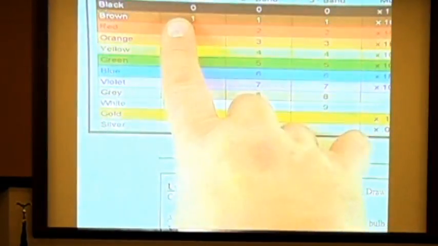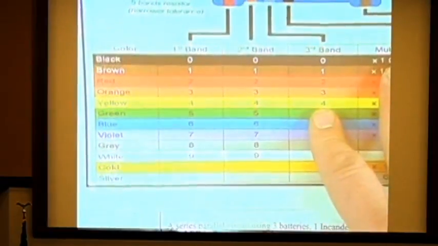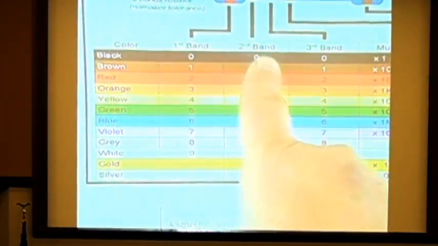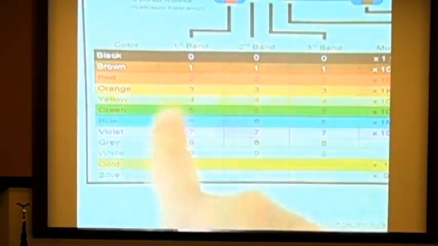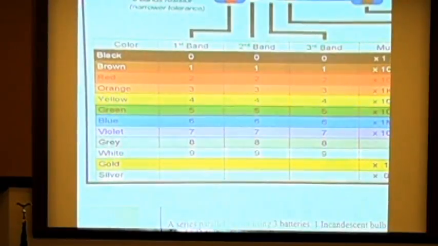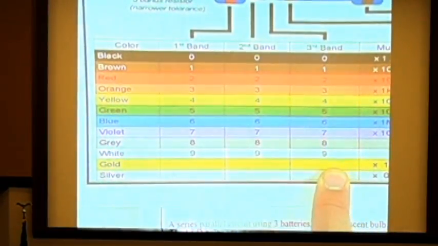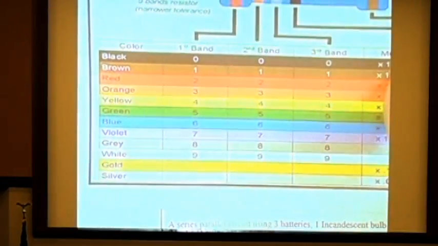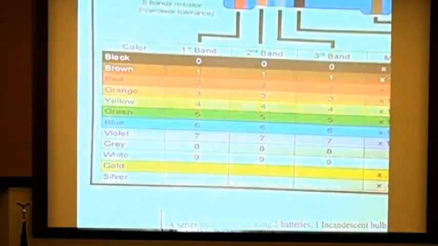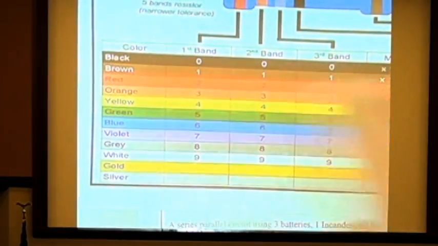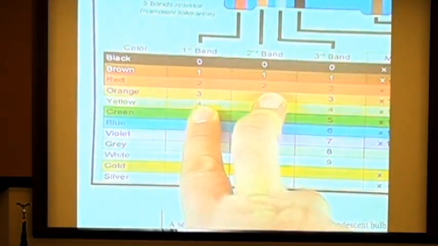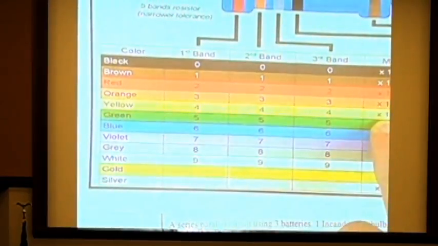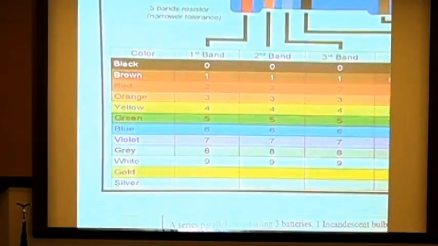The bands are all worth different values. The first and the second band tell you what number it is. It's a 2-digit number. The third band is actually the multiplier, okay? And the last one is the tolerance. And I'll ask questions on all of these. I'm more concerned with this information, a little bit with this, and I'll ask maybe 1 or 2 questions on this.